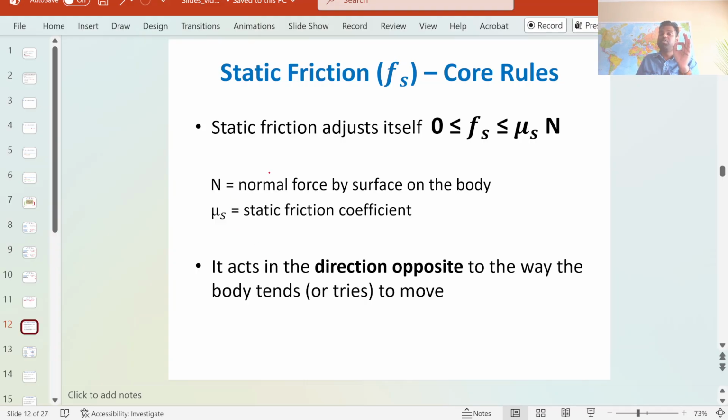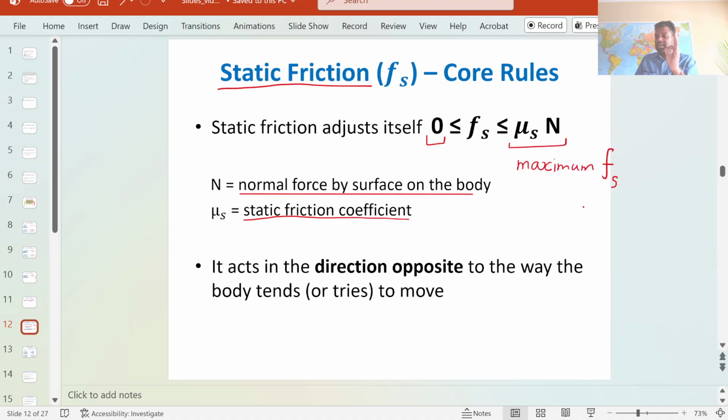Now, we learned how to decide whether the friction is static or kinetic. Now let us talk about the rules for static friction. Static friction is not a fixed value. It can be anywhere between 0 and the maximum static friction, the maximum value, which is mu s times N. Mu s is the static friction coefficient and N is the normal force by the surface on the body. And mu s multiplied by N is the maximum value of Fs, static friction.